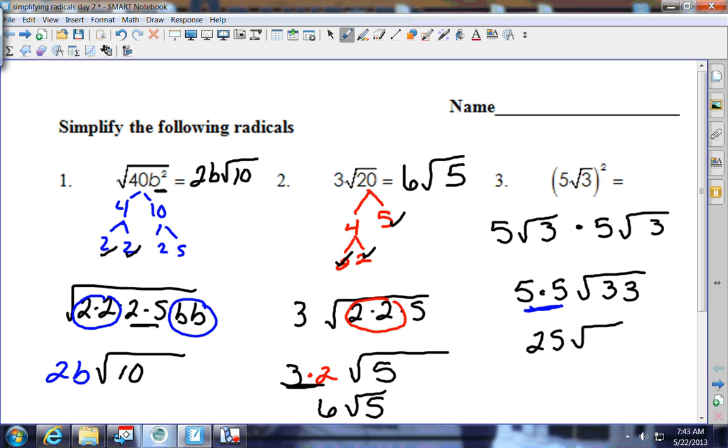Then I have 3 times 3 on the inside. Well, what happens when you have a pair inside? They come out, right? So these 3's come outside. Is there anything left in the house? No, there's not. So now you just do 3 times 25, which gives you 75.